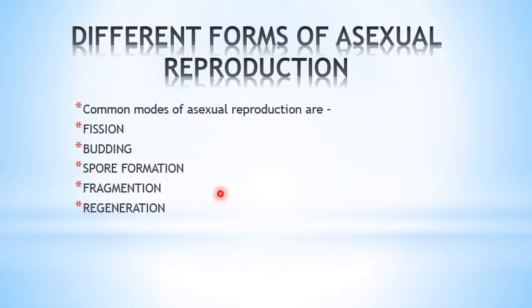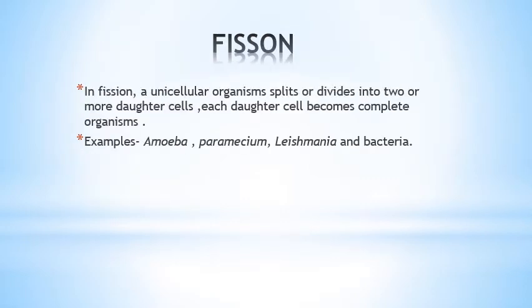So what are the different forms of asexual reproduction? Common modes of asexual reproduction are: number one is fission, then budding, spore formation, fragmentation and regeneration. So first we are going to start with fission. What is fission? As the name indicates, it means division.